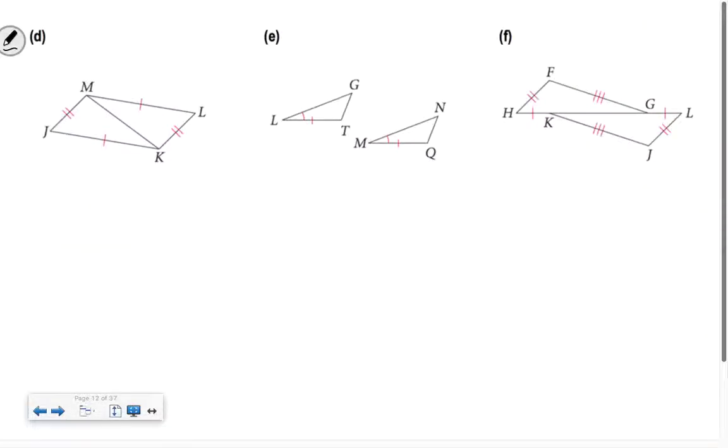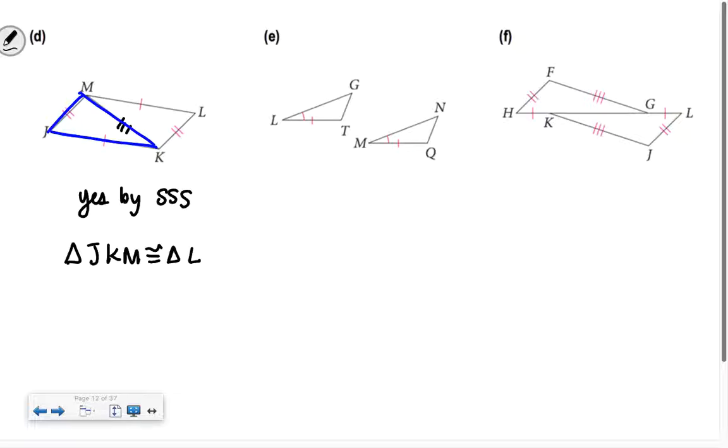Okay, so this next one, what do we think for part D? Side, side, side, because we have the reflexive property in there. So yes, by side, side, side. And we're going to say triangle J, K, M. I went one mark, three marks, two marks, so let's do one mark, three marks, two marks. So L, M, K. Is that right? That's going to be hard sometimes. How about E? Do I know anything? Nope, so no.